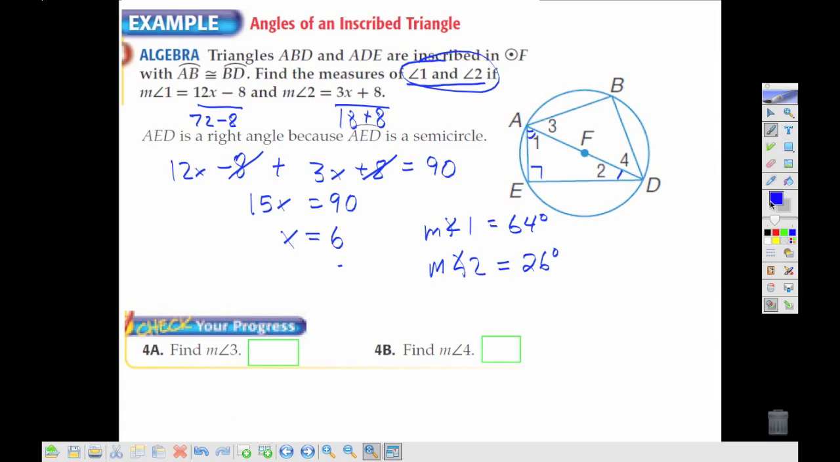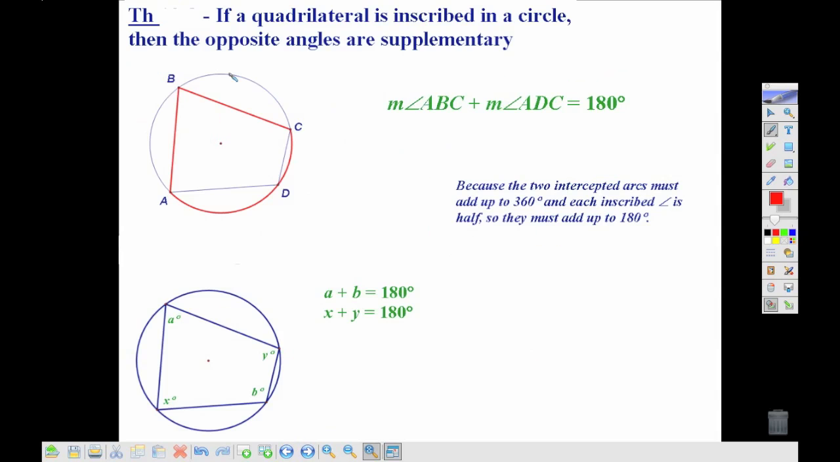In angles 3 and 4, we have to look for a little bit more information that's given to us in this problem. Notice they tell us that arc AB is congruent to arc BD. So if we're cutting off congruent arcs, that means the chords are also congruent, so AB is congruent to BD. If there's a 90-degree angle and these are congruent, then that means both 3 and 4 have to be 45-degree angles.